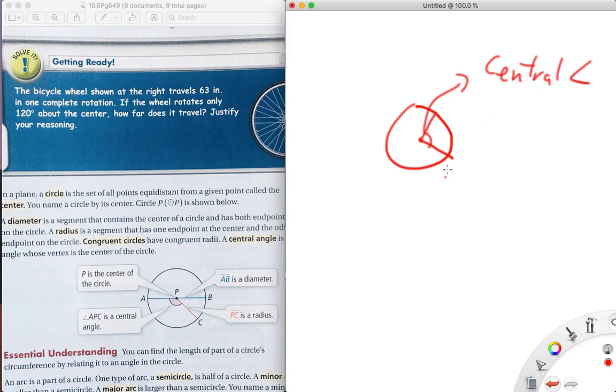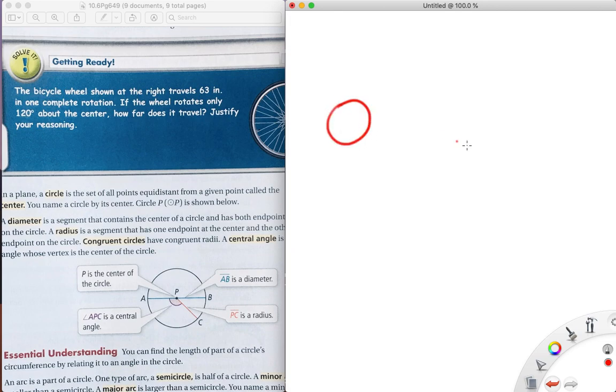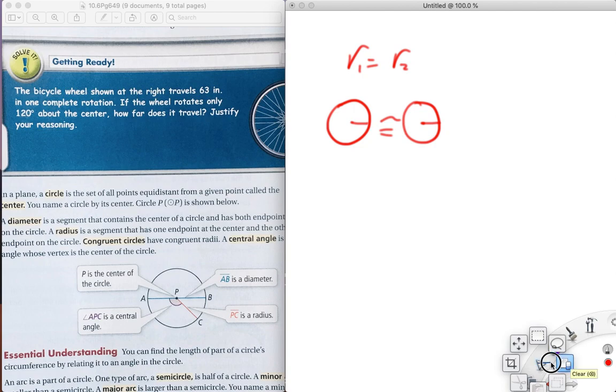If we have two circles and they have the same radius, so the radius of the first circle is equal to the radius of the second circle, then we can say that these two circles are congruent. These two circles are congruent because the radii are the same. So the circles are the same size and the same shape.